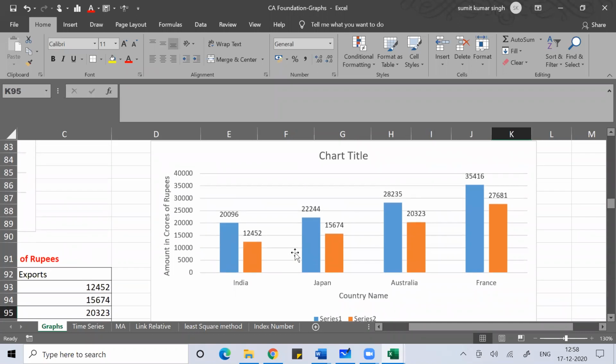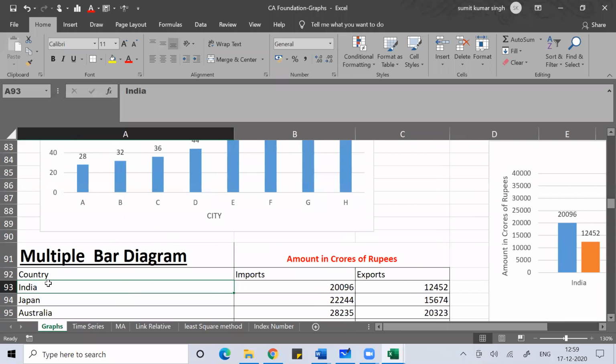You can see this. So this is a multiple bar diagram. I hope you are getting this. Basically, here we are considering multiple variables to analyze the given scenario.